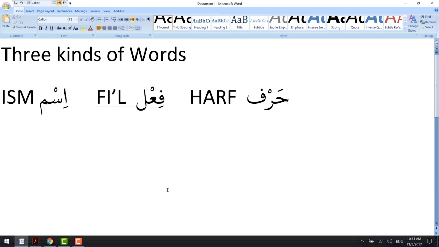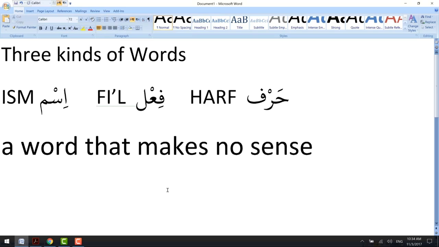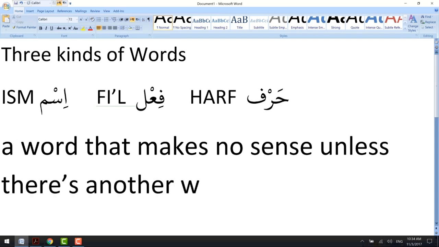Harf is basically a word. I really commit to this definition. A word that makes no sense unless there's another word after. That's the definition. It can't be by itself. By itself, it makes no sense at all. Think of it this way. If I said to you, and, it makes no sense. What do you mean and?